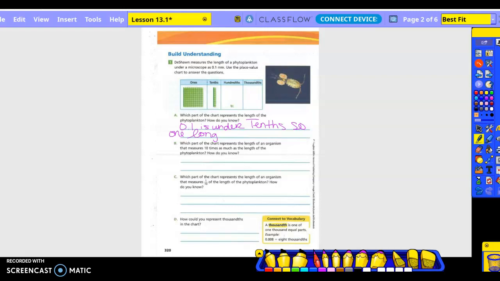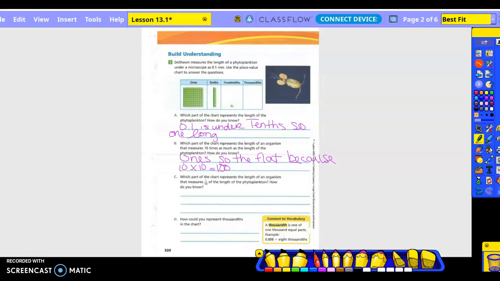Which part of the chart represents the length of the organism that measures 10 times as much of the length of the phytoplankton? So 10 times 10 would be what? 100. So that's in what place value? The ones, right? Ones place value, so the flat. Because 10 times 10 equals 100, right?